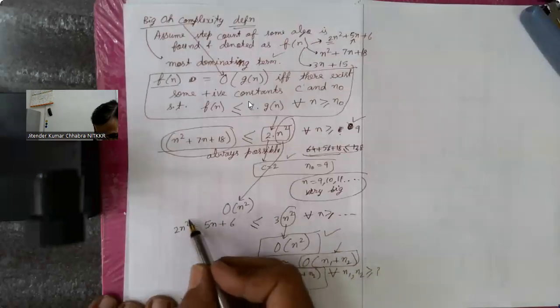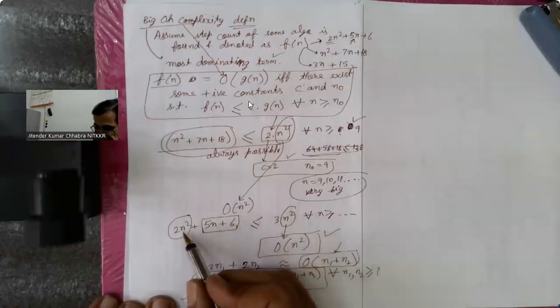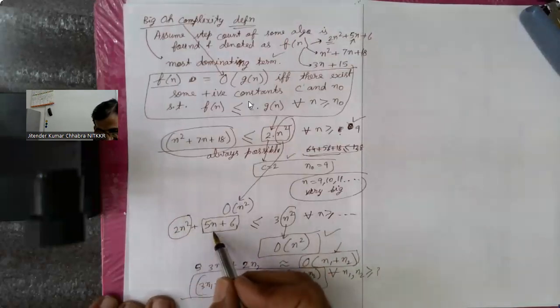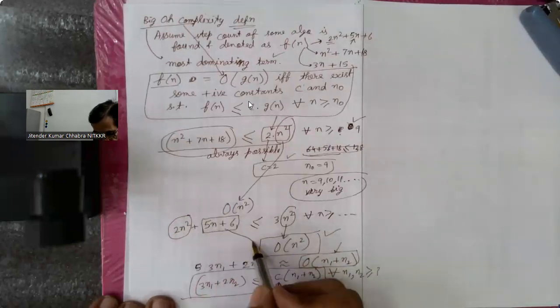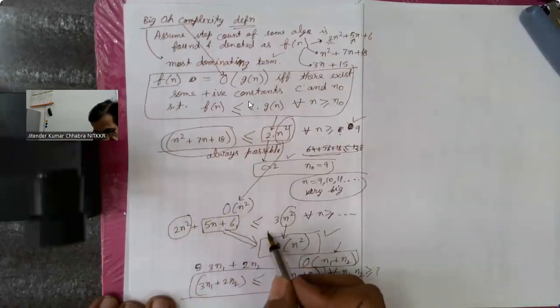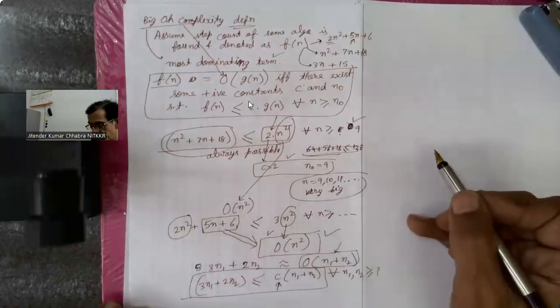Not only that, if n square is the dominating term, then all these other terms for big values of n will be much smaller than the square of n. Hence, these values will not be considered much, and they will be effectively ignored when the dominating term gets counted. So this is how my big O complexity is defined.